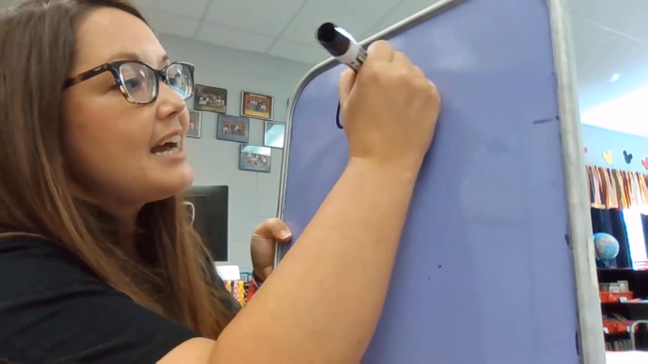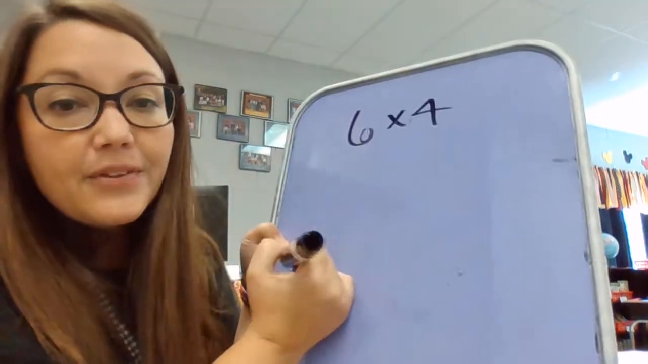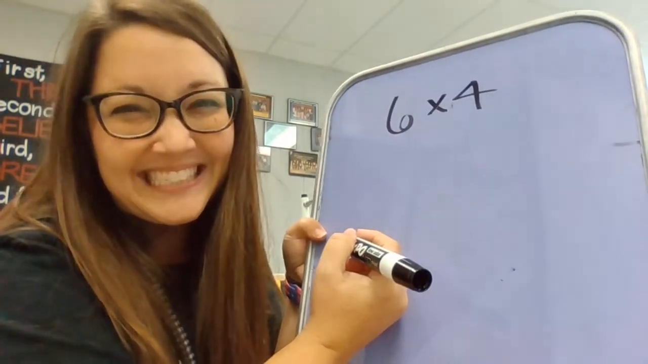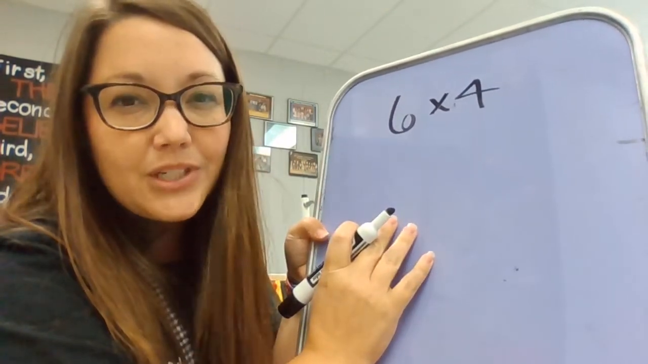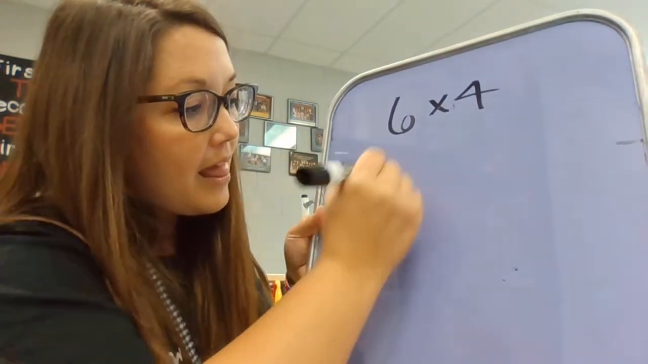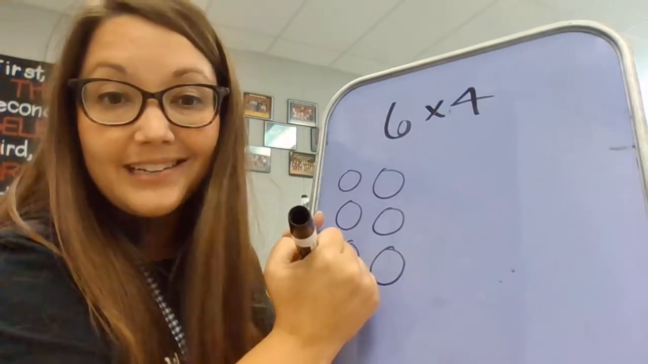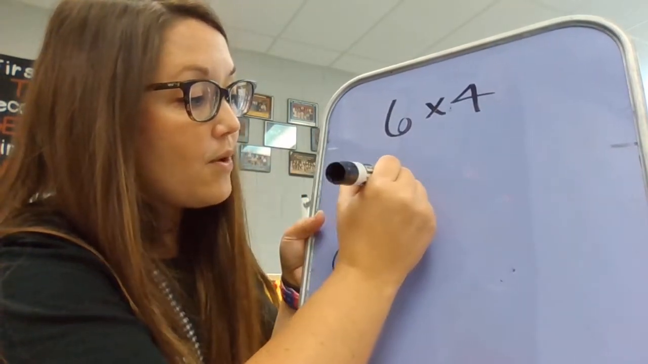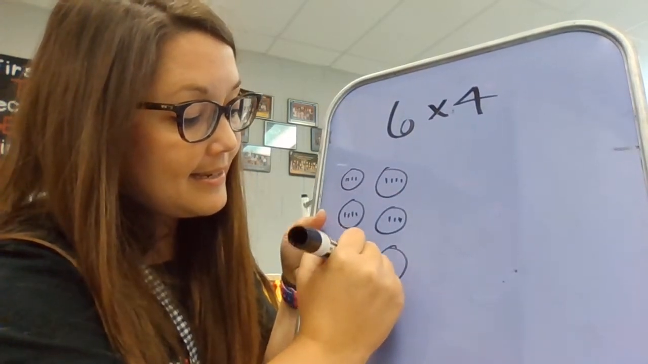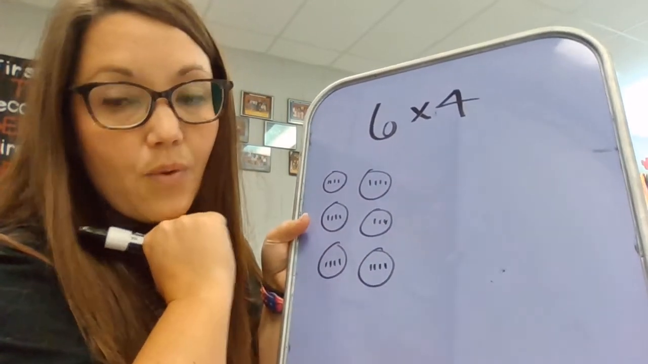So I'm going to take us through 6 times 4. There are many ways that we can represent 6 times 4, but the first one I want to show you is equal groups. I'm going to draw 6 groups of 4. Hope you guys can see that.